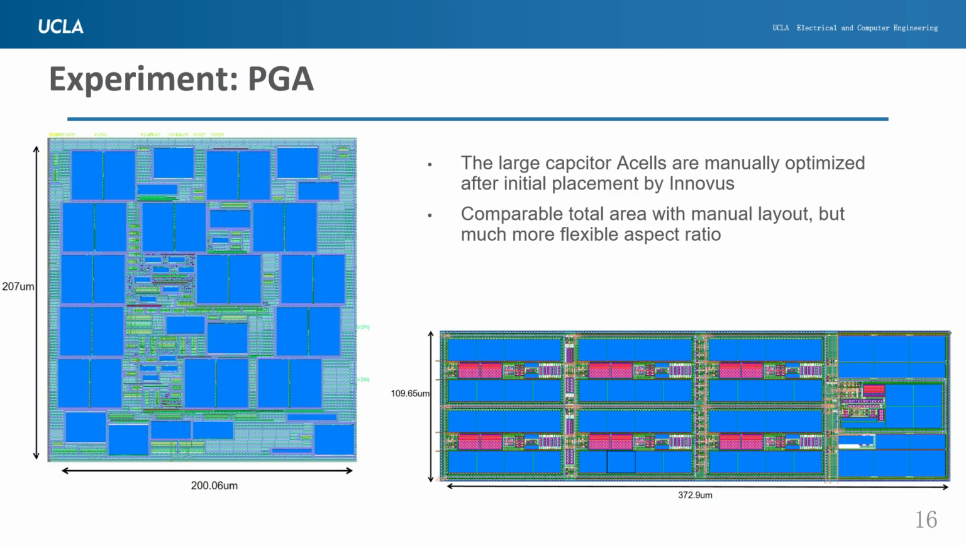We will compare the area consumption of a cell-based layout and a manually drawn P cell-based layout. We can see that actually the area consumption is largely the same, but the A cell-based layouts can derive better aspect ratios, and also the large capacitor A cells are actually manually optimized after initial placement, just to demonstrate that engineers or users can interfere with the place and route procedure at any time.